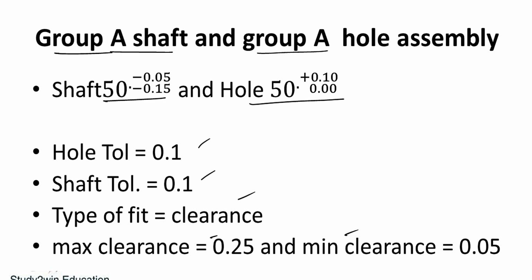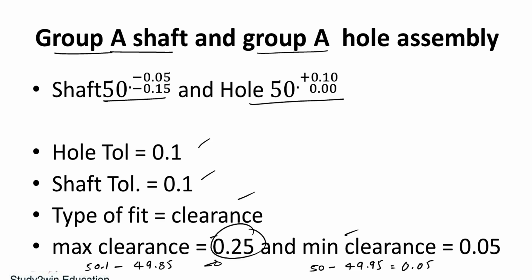Maximum clearance is upper limit of hole, that is 50.1, minus lower limit of shaft, that is 49.85. You will get clearance equal to 0.25. Minimum clearance can be calculated by lower limit of hole, that is 50, minus upper limit of shaft, that is 49.95. You will get the answer as 0.05.